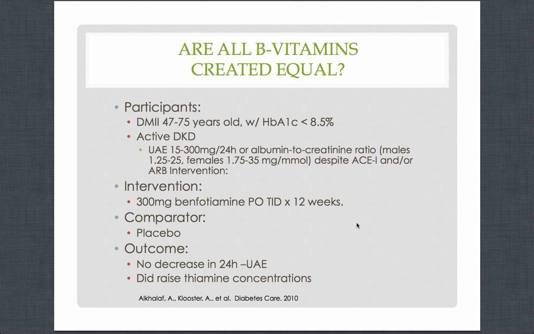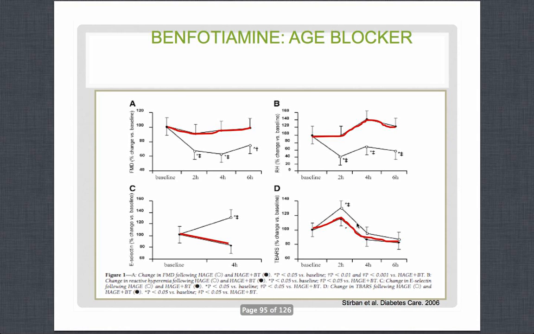So there is this question about are all B vitamins created equal? This is a summary slide where they took patients with type 2 diabetes with A1Cs less than 8.5. They did have active diabetic kidney disease defined here, and the intervention was 300 milligrams of a synthetic form of thiamine known as benfotiamine. It was given as 300 milligrams PO 3 times a day times 12 weeks. They compared it to placebo. The outcome showed no decrease in 24-hour urinary albumin excretion. It did raise thiamine concentrations.